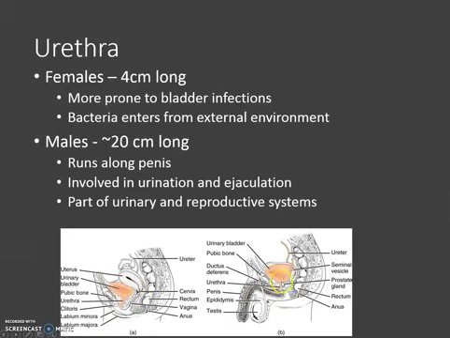In males, the urethra runs along the length of the penis, and so it can be about 20 centimeters long. And in males, the urethra actually serves 2 purposes. So it's involved in urinating or getting urine out of the body, but it's also a passageway for sperm and semen during ejaculation. So in males, the urethra is actually part of the urinary system and the reproductive system, whereas in females, it's only part of the urinary system.